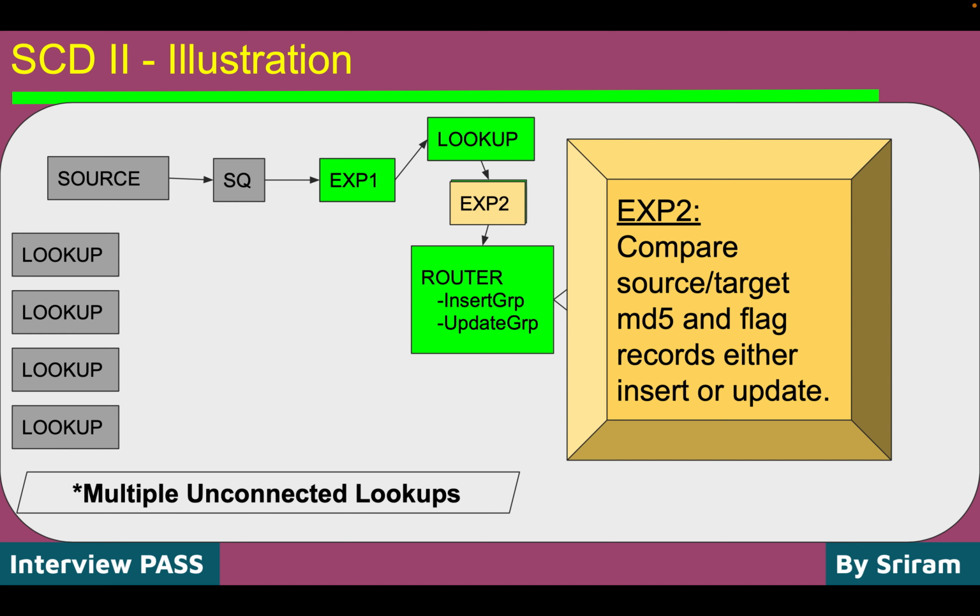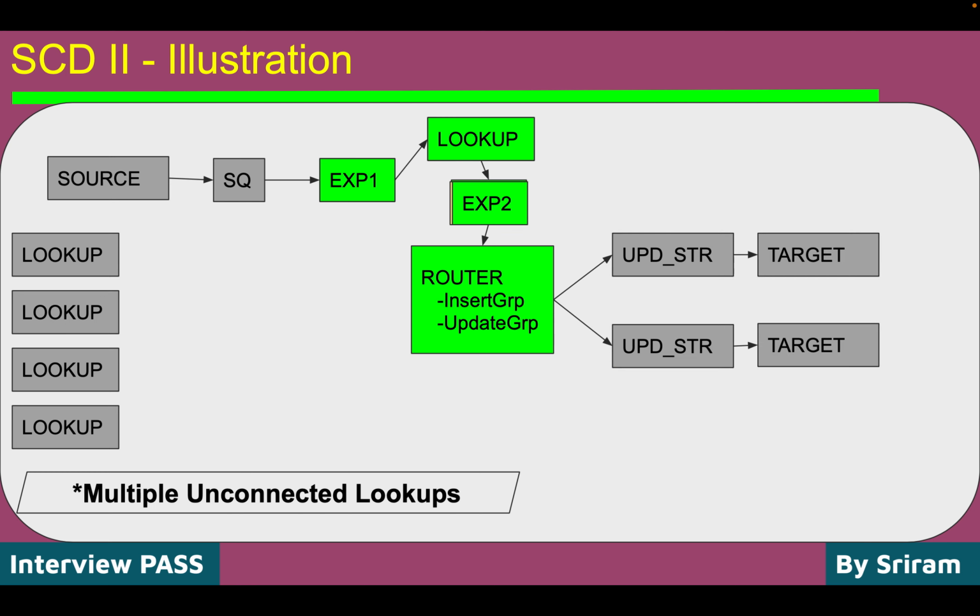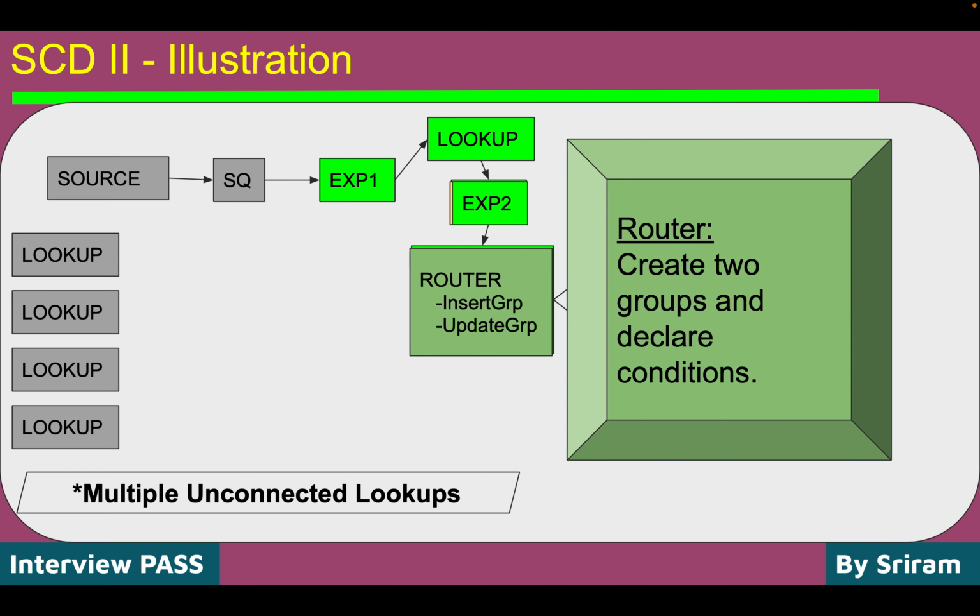Okay, update the existing record with active indicator N and effective end date. And for insert, it's a new record we're inserting with active indicator Y and start date as today's date. End date will be 12/31/9999 like that, or null, whatever we want. Okay, that's the flow. In the router, we have two groups. One is for insert, one is for update.